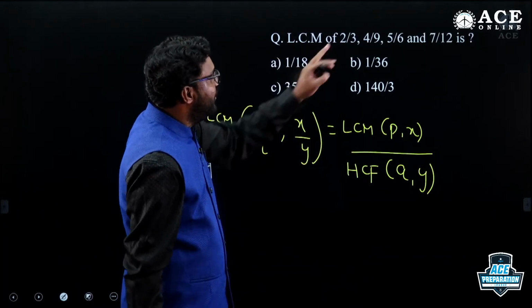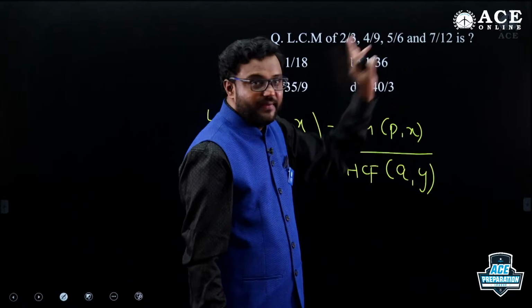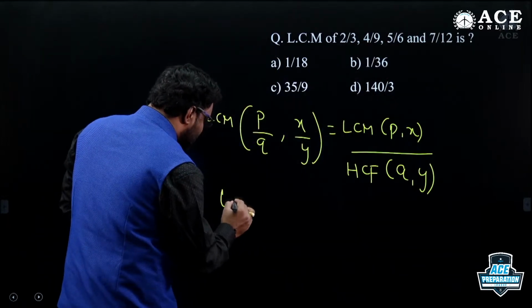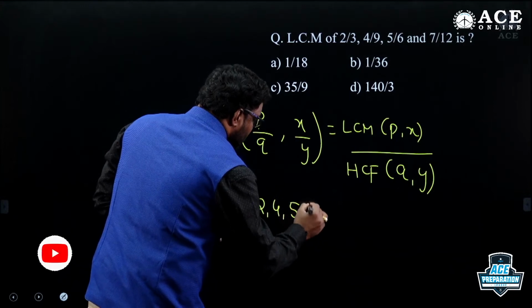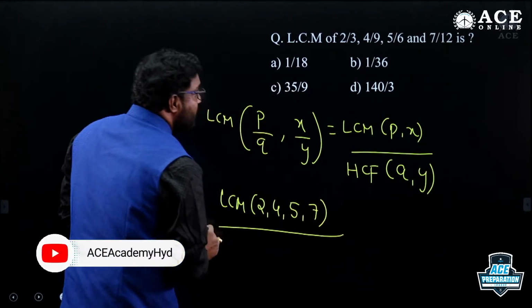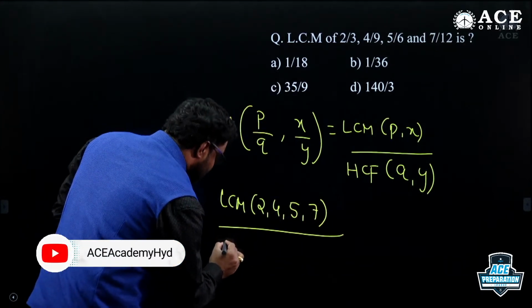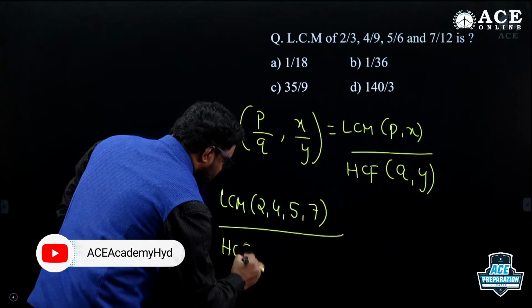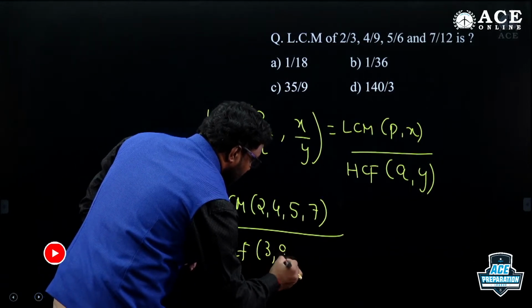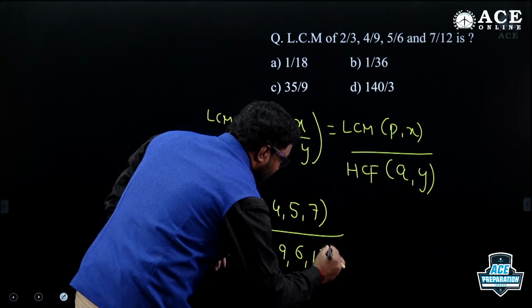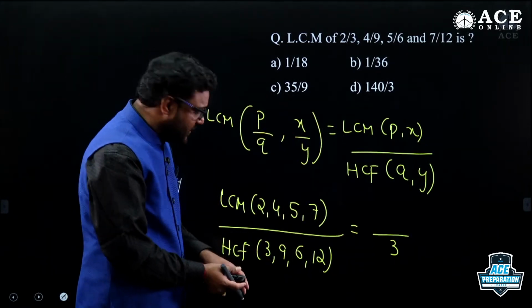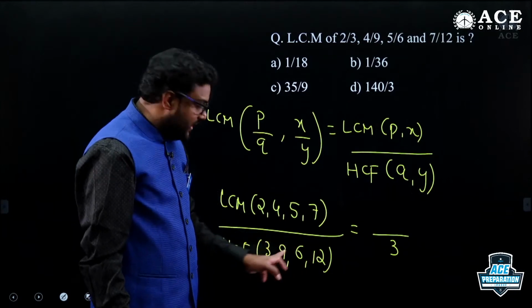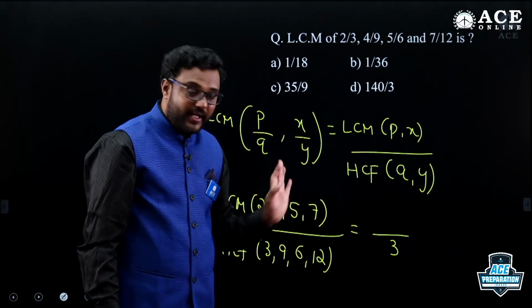Here numerator values are 2, 4, 5, 7. So we should calculate LCM for 2, 4, 5, 7. Denominator values are 3, 9, 6 and 12. Yeah, we can understand 3 is the HCF for the given numbers. Yes, all are 3 multiples. Least value is 3. We got 3.